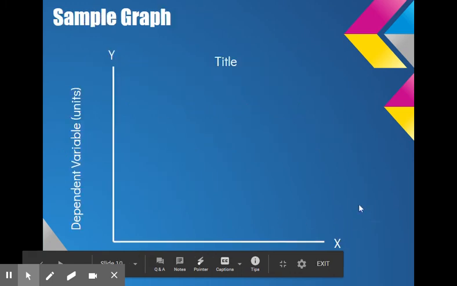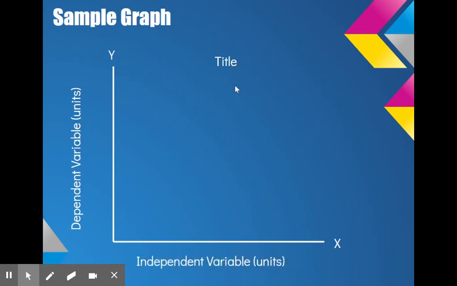All right, so it would look like this, and you would have your dependent variable here on the y, and you would have your independent variable here on the x. And then you would put your even increments here. So it would be 5, 10, 15, 20, 25, 30. Same thing here, 5, 10, 15, 20, 25, 30. And then you would plot your points from there. You need a title here. Very, very, very important that you have a title.